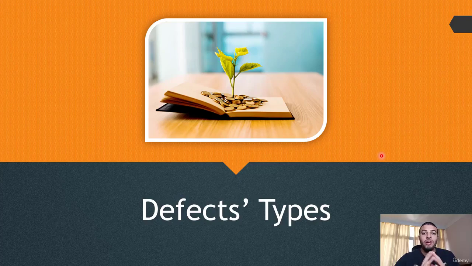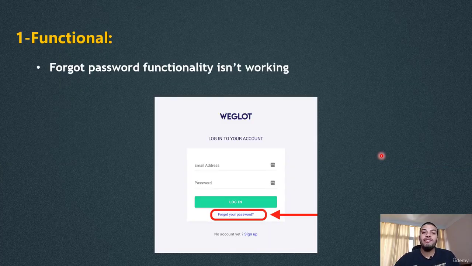So let's now talk about the different types of defects. The first type is functional defects. Like we said before, we have a type of testing that's called functional testing. In this case, we have functional defects. In functional defects, we mean that there is a functionality in the application that is not working, okay? For example, if the forgot password functionality isn't working, we call this a functional defect.